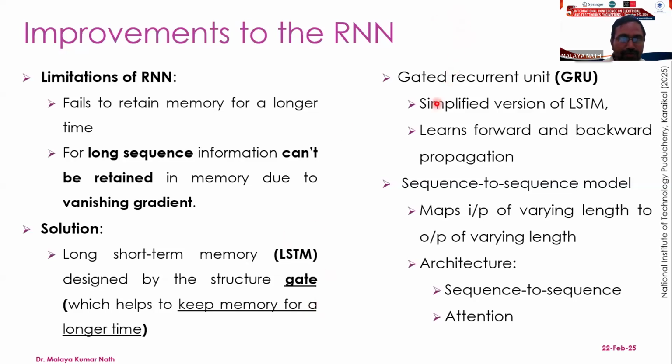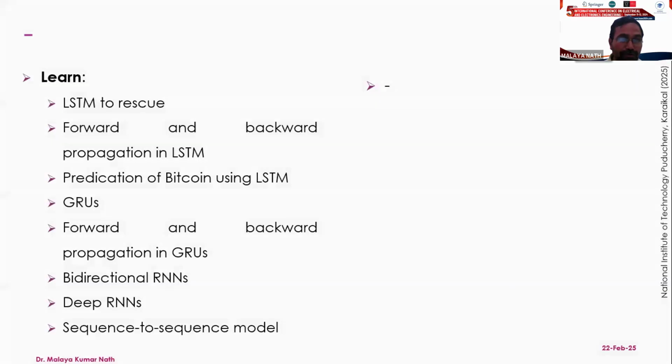And there is another solution to the recurrent neural network known as the GRU, popularly known as the gated recurrent unit. In the case of LSTM, there are multiple gates present: input gate, forget gate, output gate. The gated recurrent unit is a simplified version of the LSTM. It can learn in both the forward as well as the backward direction. There are other architectures too, and people are also using the sequence to sequence model, which maps input of varying length to output of varying length, and the architectures used in sequence to sequence or the attention model.